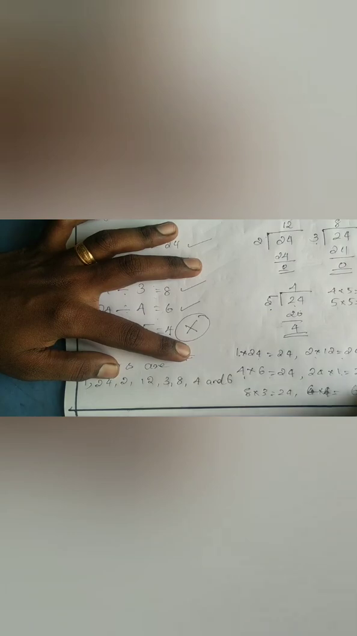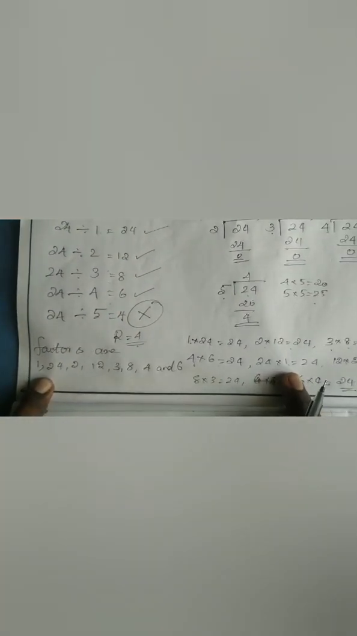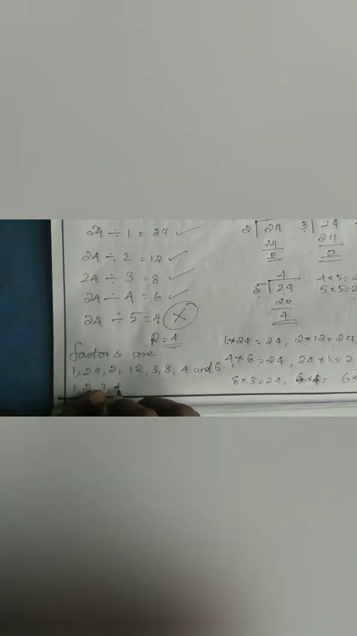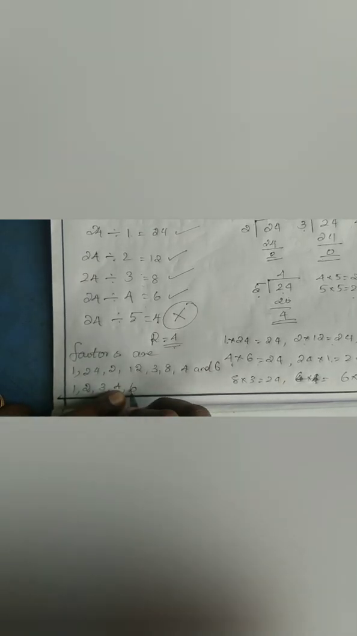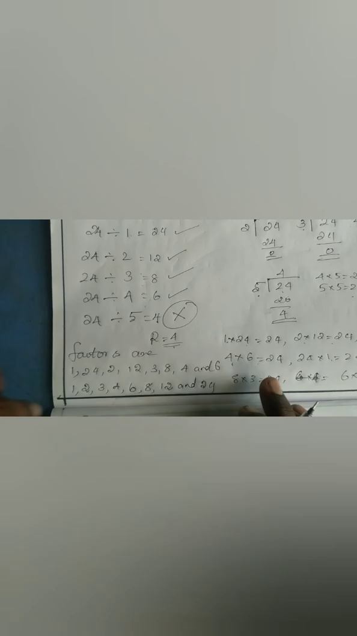So the remaining numbers are repeating. 24 we already wrote here, 1 we already wrote. Again 12, 2, 8, 3, 6, 4. So just arrange this: 1, 2, 3, 4, 6, 8, 12 and 24. So these are the factors of 24. Guys, are you clear?